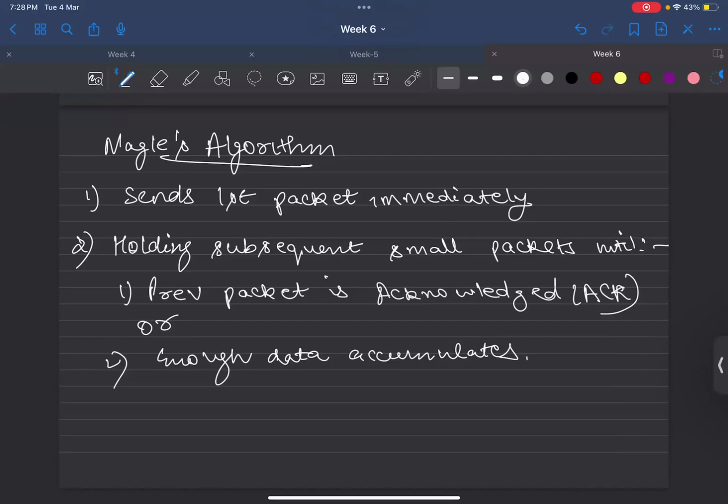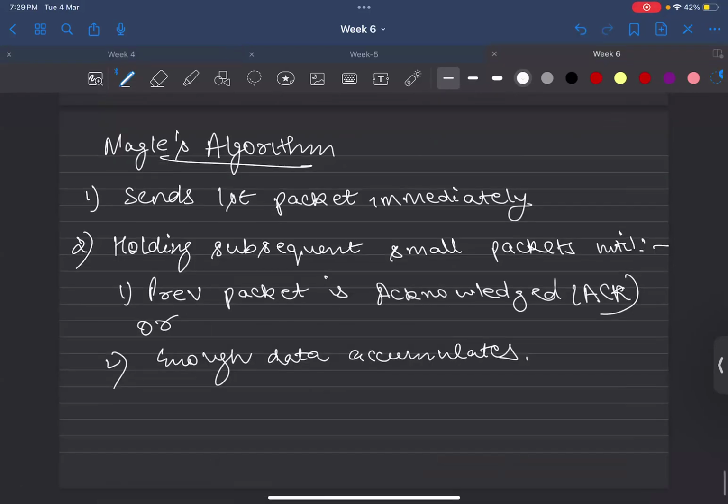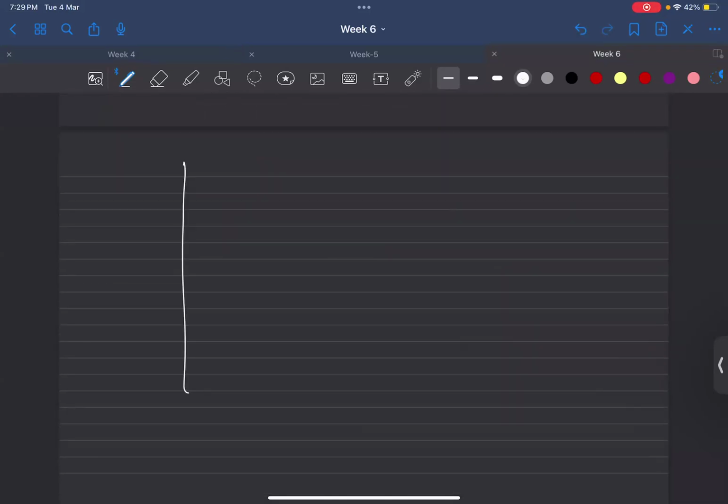So the idea of Nagle is to ensure that at any time there is only one small packet in the channel. Is it so? Because we wait for the packet sent by the sender to be sufficiently large enough. I'm not getting whether you are correct.